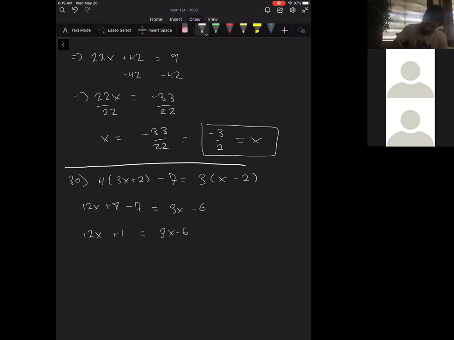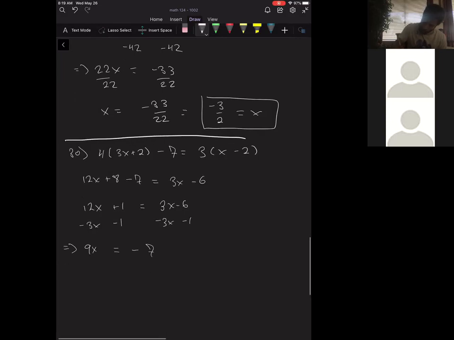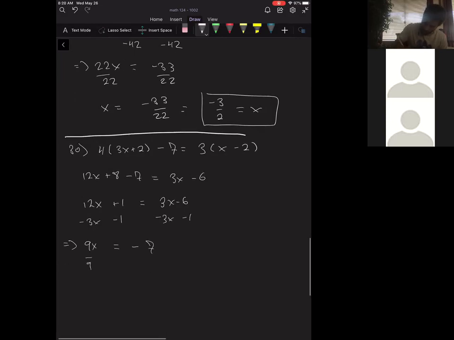And so now what we can do is subtract the 3x. Let's move that over to the left-hand side. At the same time, let's subtract that 1 and put it over to the right-hand side. So on the left-hand side, we have a 9x. And now we have these 1s that cancel. So nothing over there. On the right-hand side, we have these 3x's that cancel, and then minus 6 minus 1, which is minus 7. And then the last step would be to divide by 9, and we have x is equal to minus 7 over 9.